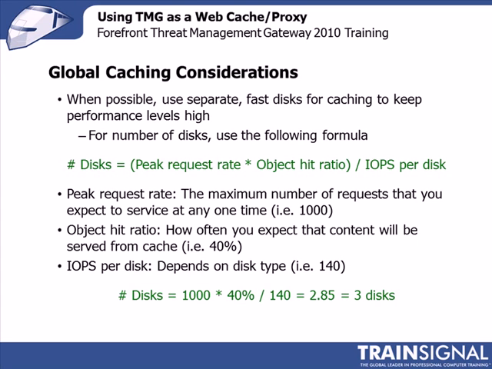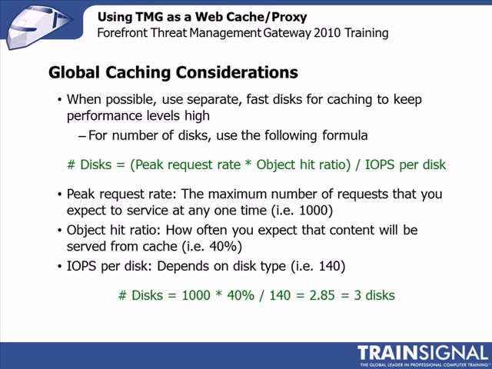First of all, the formula is the number of disks equals the peak request rate times the object hit ratio divided by the IOPS, or I/O operations per second, per disk. The peak request rate is the maximum number of requests that you expect to service at any one time. For example, 1,000 requests per second. The object hit ratio is how often you expect the content will be served from cache. For argument's sake, let's just say 40%, although that may be high, it may be low, depending on the organization.